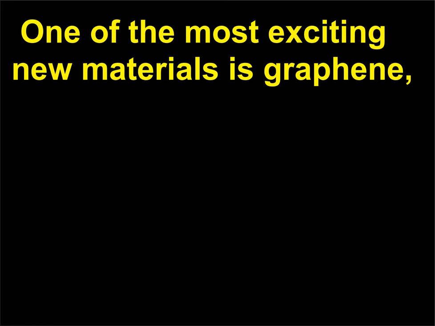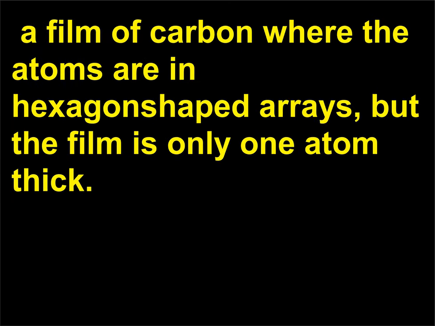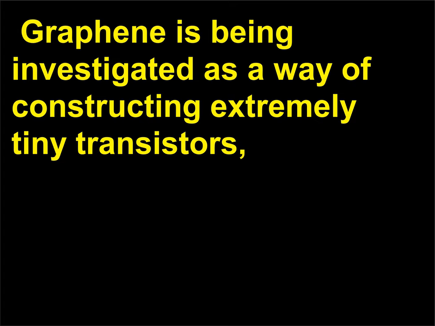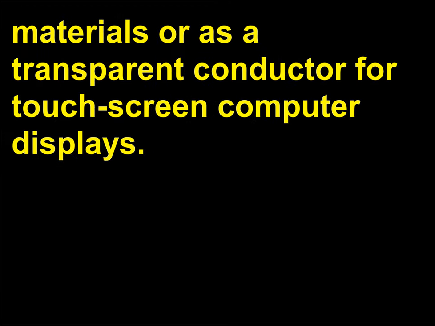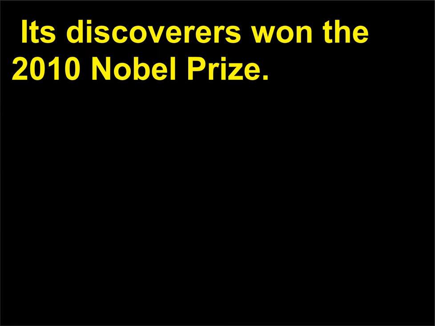One of the most exciting new materials is graphene, a film of carbon where the atoms are in hexagon-shaped arrays, but the film is only one atom thick. Graphene is being investigated as a way of constructing extremely tiny transistors, and thus powerful integrated circuits. It may also be used as a sensor to detect single atoms or molecules of selected materials, or as a transparent conductor for touchscreen computer displays. Its discoverers won the 2010 Nobel Prize.